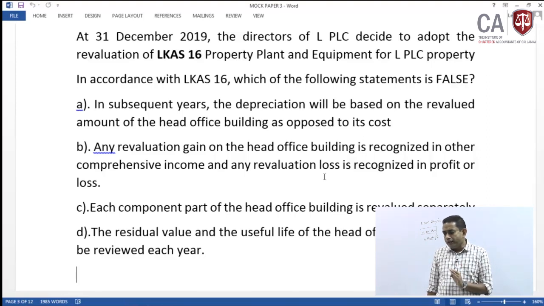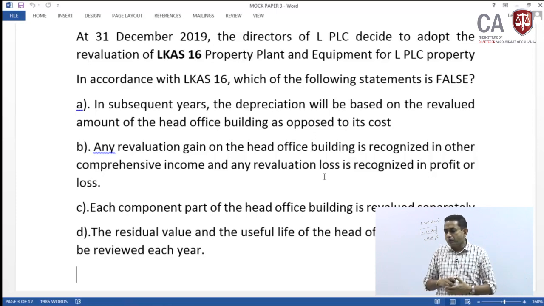Each component part of the building, head office building, is revalued separately. Fourth one, the residual value and the useful life of the head office building must be reviewed each year. Even the fourth one is correct unless it is an SME. LKAS 16 requires the lifetime and residual value to be reviewed at least annually. More frequent the better, but the minimum requirement is to review the residual values and the lifetime at least annually. So, A, B, D, they all are correct, and the false statement seems to be the third one.